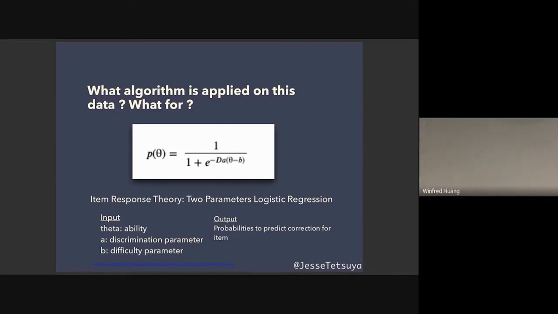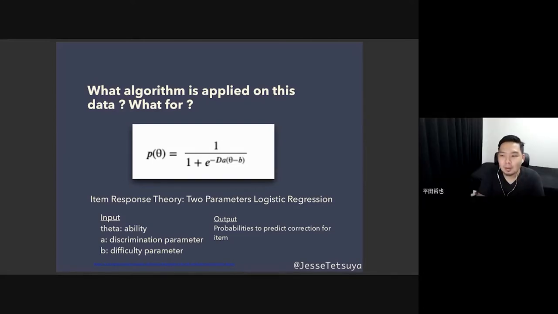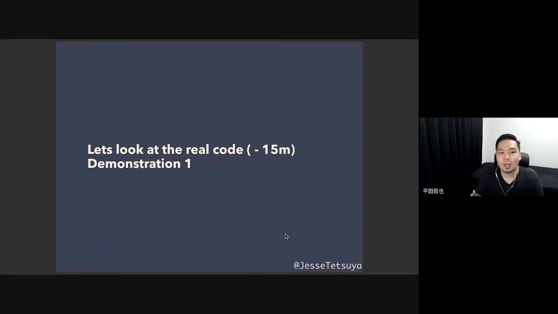Theta and parameter B look the same, but theta exists per student and parameter B exists per question. In this tutorial, I will use the same data for parameter B and theta, but the way to store them in the database is different. These three kinds of parameters are going to be the input data for this algorithm. On the other hand, the output data is going to be probabilities to predict correctness for each item. So now let's look at the real code.